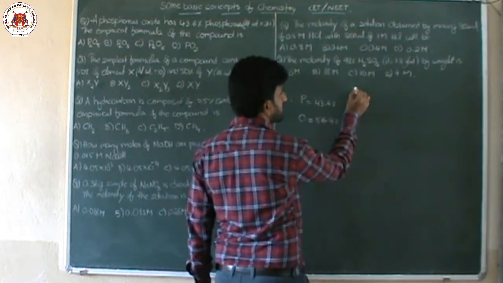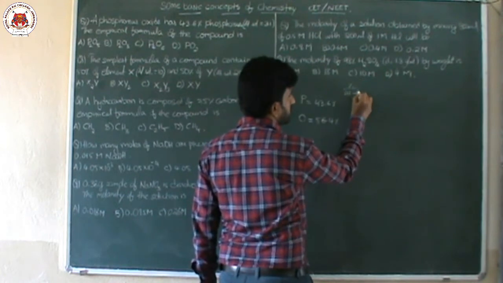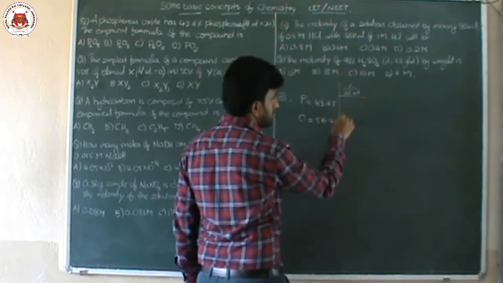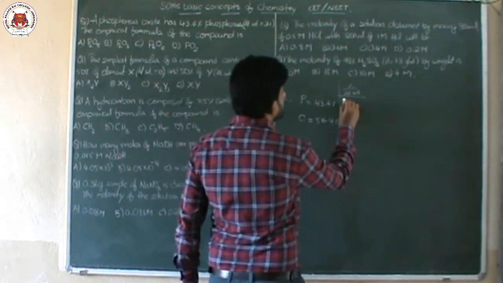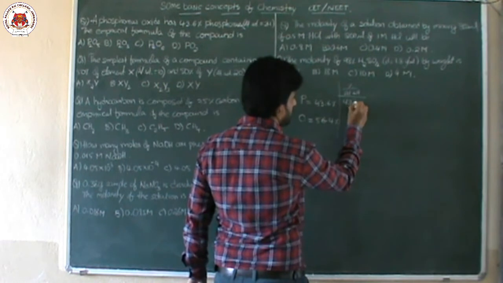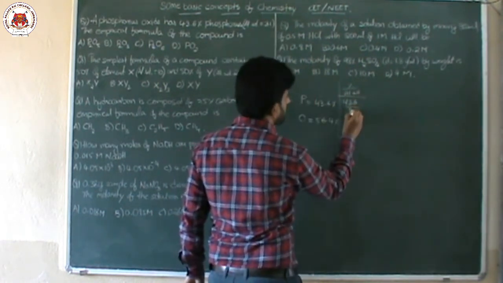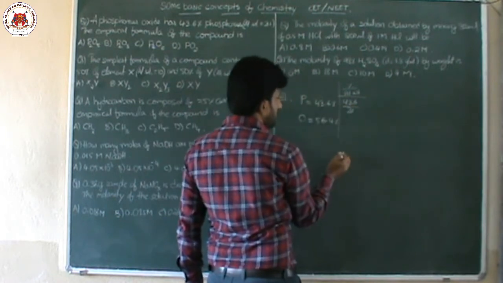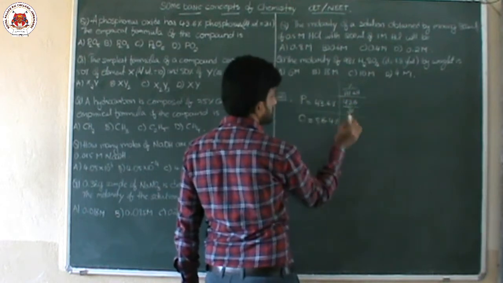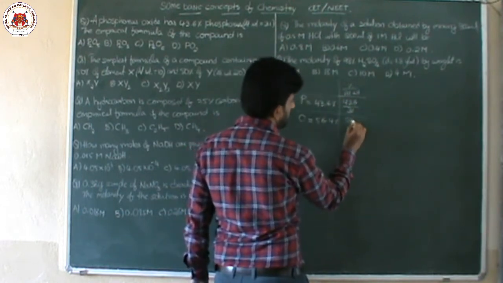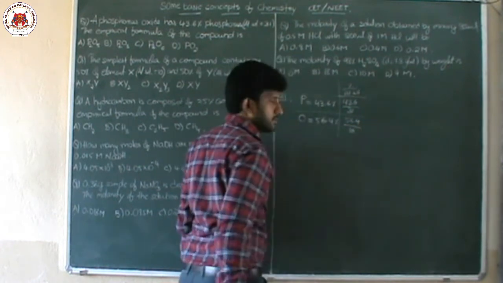given percentage divided by the atomic weight. That means for phosphorus, 43.6 divided by the atomic weight given, which is 31. For oxygen, 56.4 divided by the atomic weight 16.